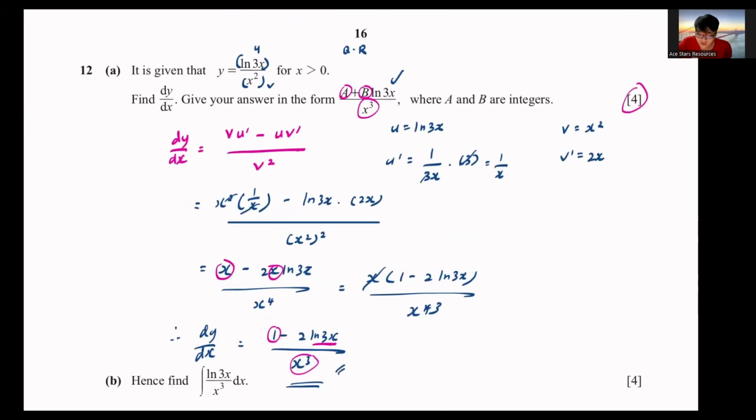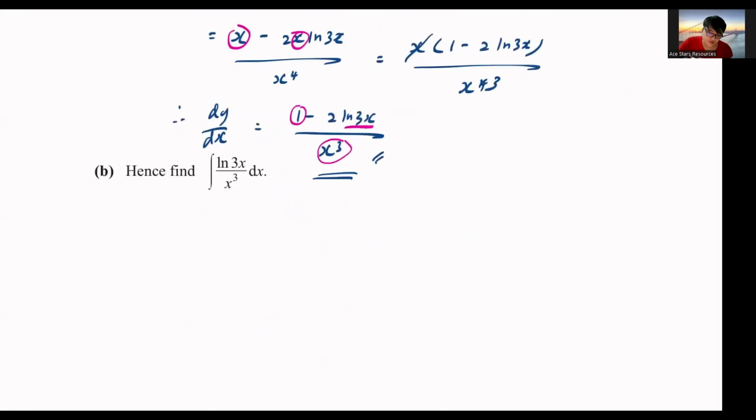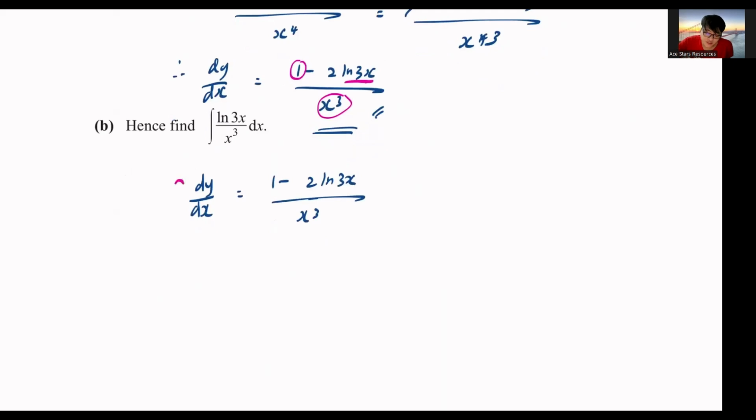So for part b, hence find the integral of ln 3x over x cubed. In order to find this integral, you may need the answer from the previous section. So dy over dx is equal to 1 minus 2 ln 3x over x cubed, right? So how do you do this? It's easy, just integrate this. Put an integral symbol with respect to x. Integrate dy over dx with respect to x, and it will become y, right?